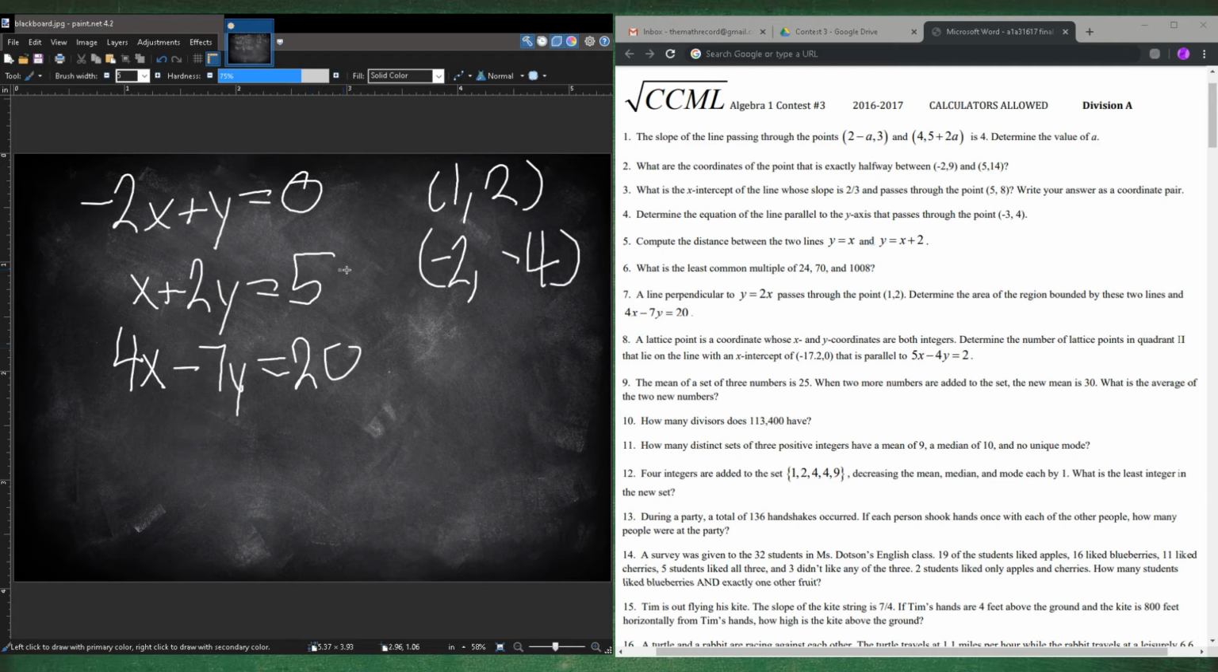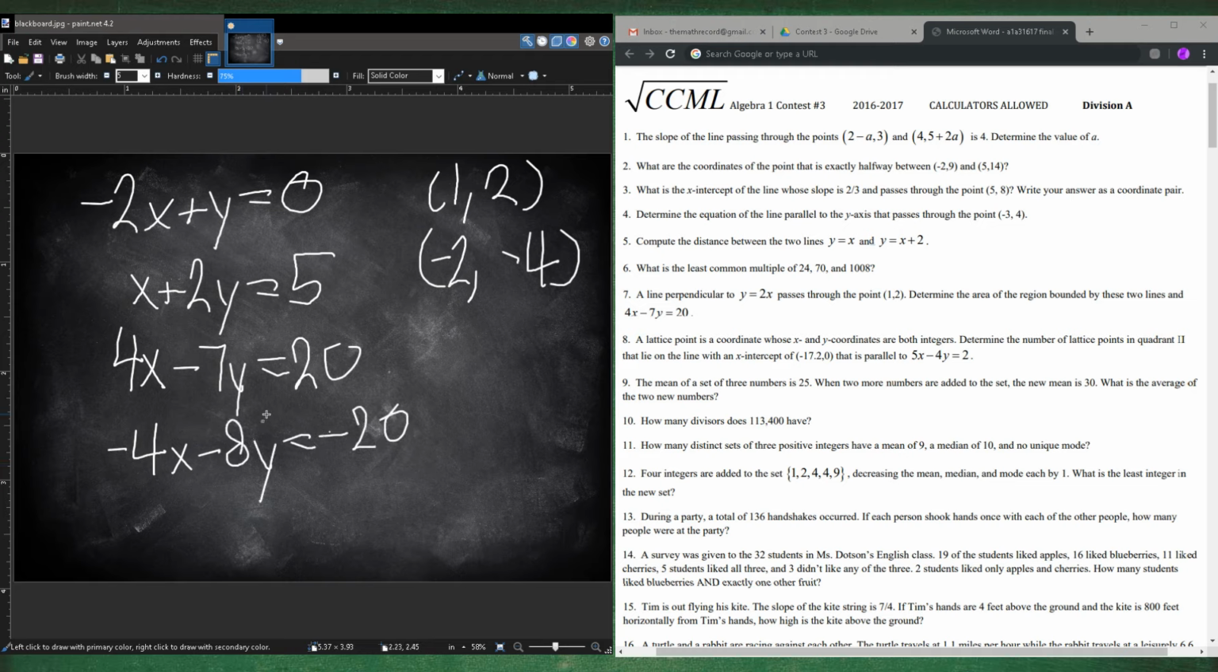Yeah. And now you just have to find the last point, which is between x plus 2y equal to 5, and 4x minus 7y is equal to 20. So multiply the second equation by -4, so you get -4x minus 8y is equal to -20.